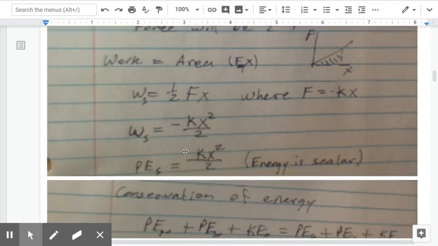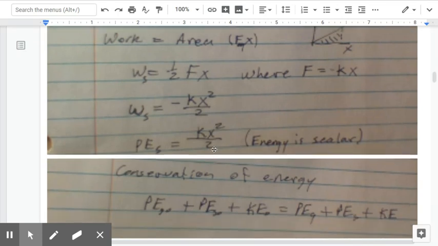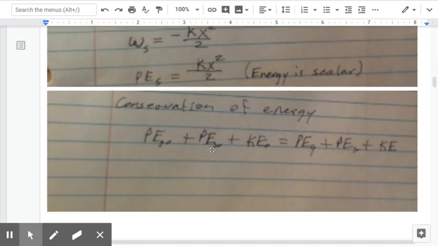Well, we know from our work energy theorem that the work done against the spring has to be equal to the energy gained by the spring. And so we can just change the work S to potential energy. We'll drop the negative sign because energy is a scalar quantity. And so it has that much energy whether the spring is compressed or stretched. There's no direction with energy.